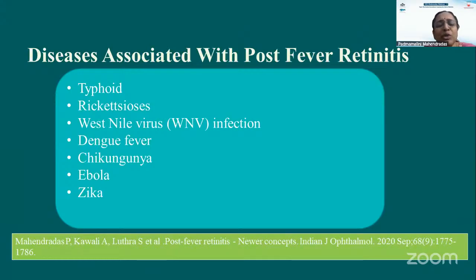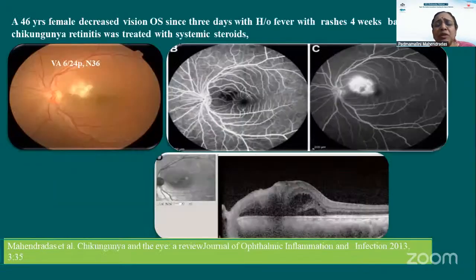Next, we'll move on to post-fever retinitis. Patients would have had a history of fever with skin rashes, joint pains many weeks prior to the presentation. They can develop retinitis 2 to 4 weeks or 6 weeks later. Many times the patients may not attribute it to the fever. We have to probe the history. It can occur in typhoid, rickettsiosis, West Nile, dengue, chikungunya, Ebola, Zika. Recently, SARS-CoV-2 also has been added to the list. We make the diagnosis based on associated systemic findings and laboratory investigations which help us to confirm.